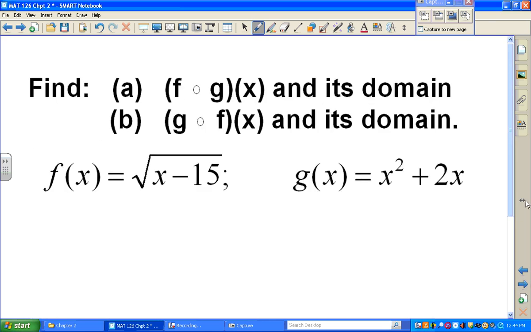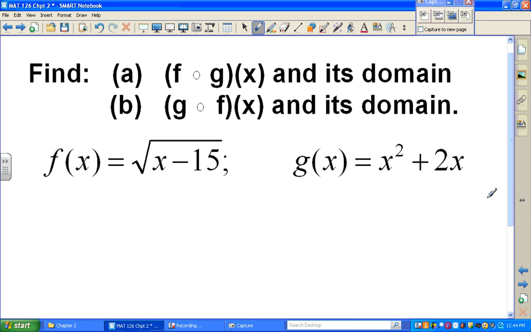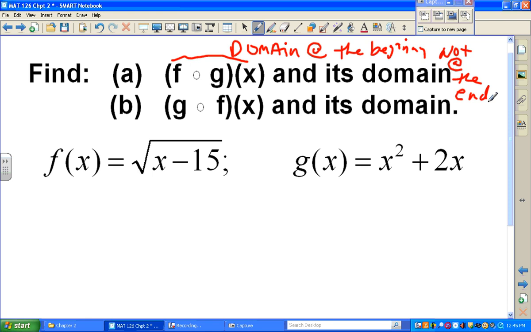Nah, we got those. All right, here we go. Got to find the domain. My slim piece of advice on this is when you're working with composite functions, you find the domain at the beginning, not at the end. You find the domain at the beginning, not at the end. Some people simplify way too much, and they get the wrong domain. And then they get very upset.